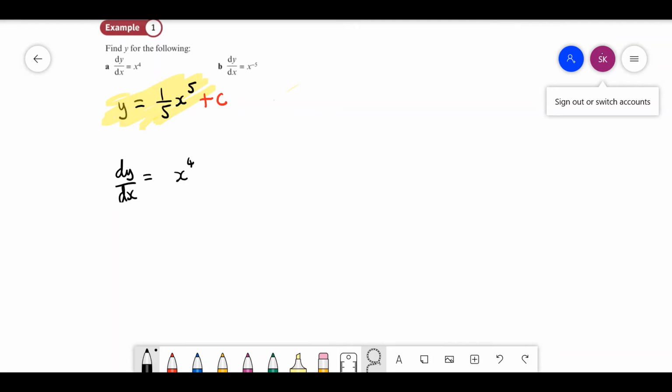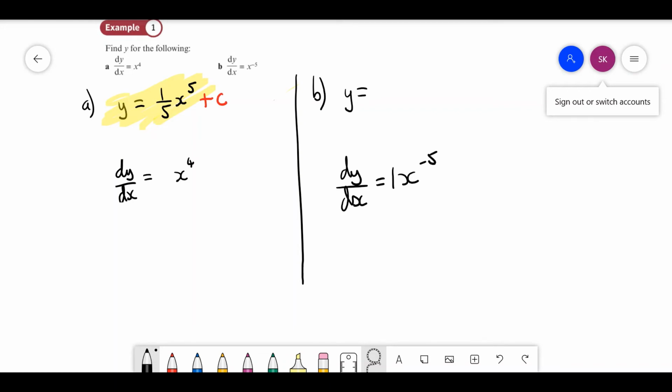So let's go through B for the first time. That's A, that's B. Watch how I set this out. I'm trying to find y equals, I'm told dy by dx equals x to the negative 5, which is the same as 1x to the negative 5. That 1 is going to be important because it's going to come up when we try and figure it out later on.